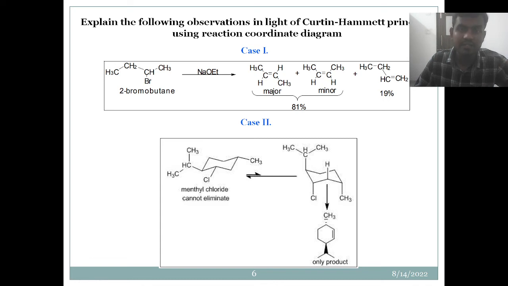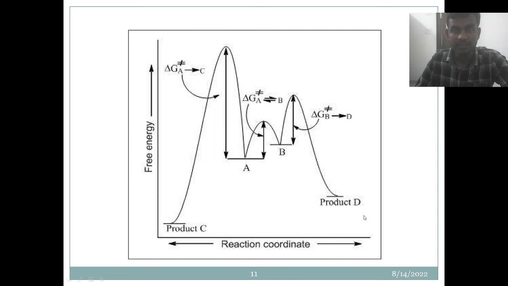In the earlier case, the conformation which is more stable is giving the major product. But here the more stable conformation is not giving any product, whereas the less stable conformation will go and give the major product. Overall, the situation will look like this. Let me explain this diagram.